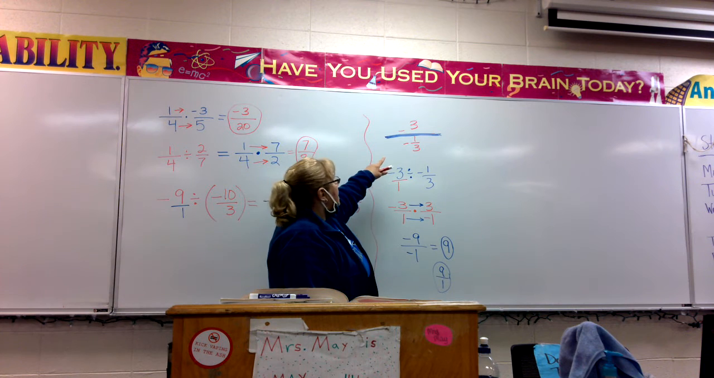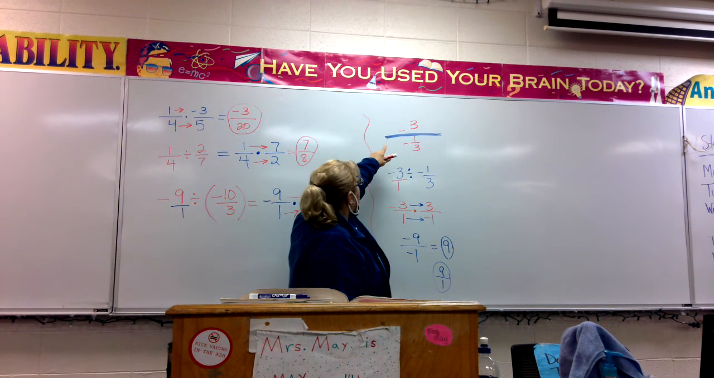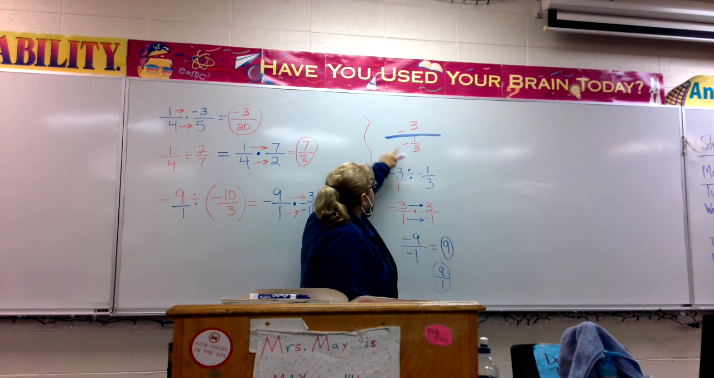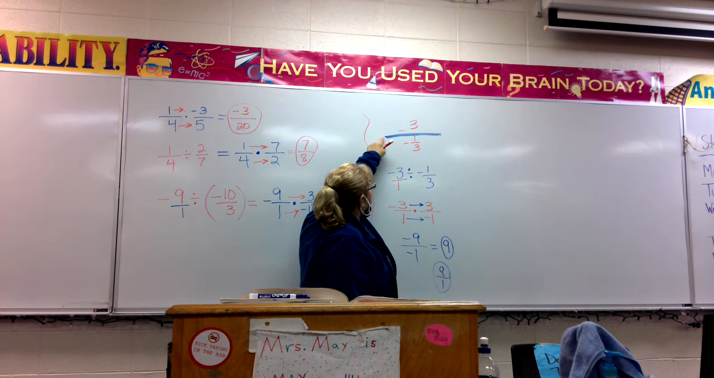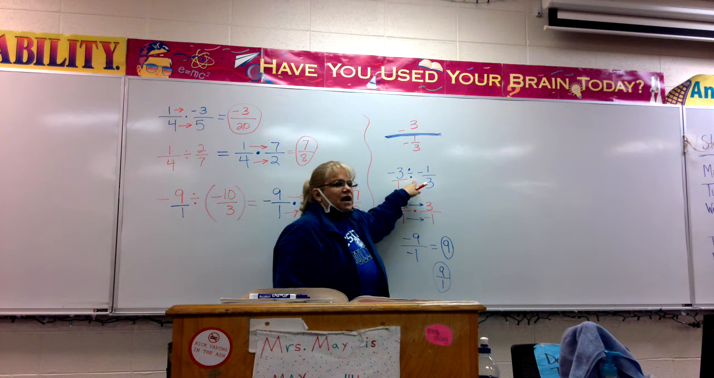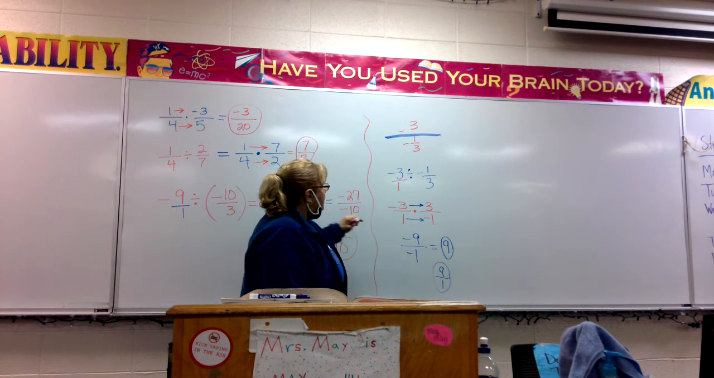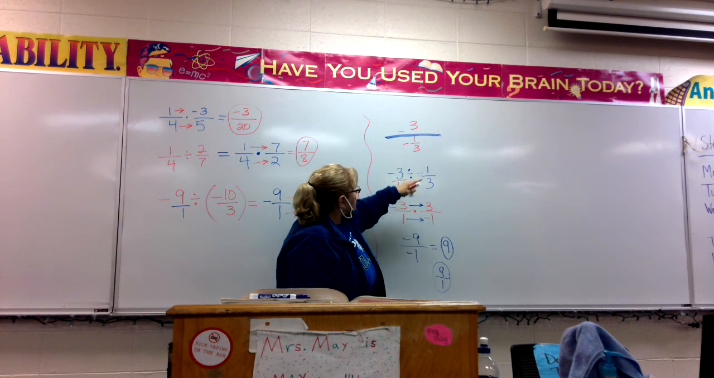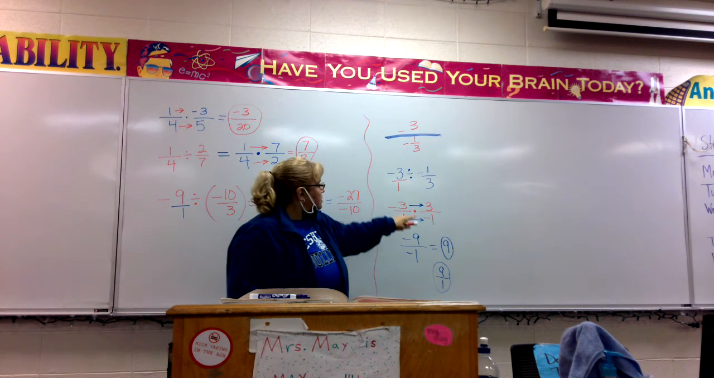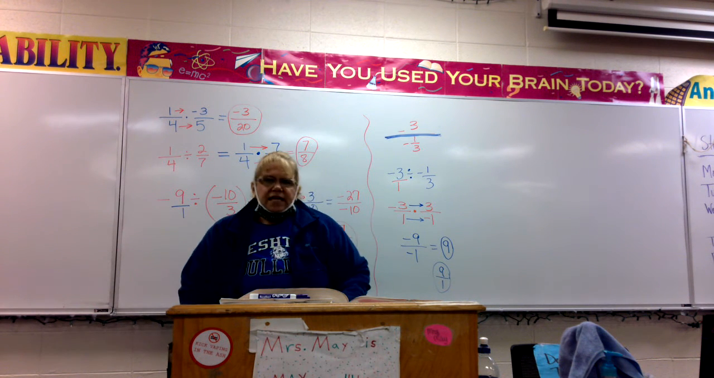Does that make sense? The fraction line means divided by. So take out the fraction line here. Instead of the fraction line, we're going to write it as a divide by. And then it's just like the others where you take the reciprocal of the second, and instead of divide, multiply. Easy, right?